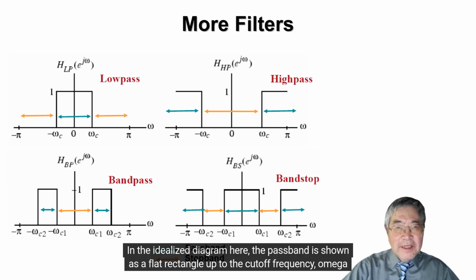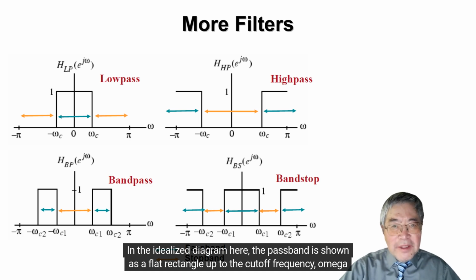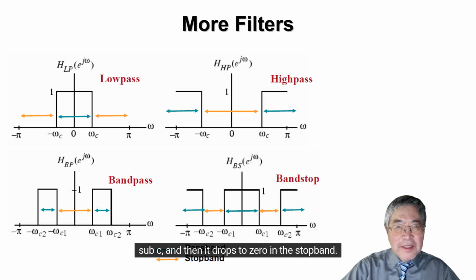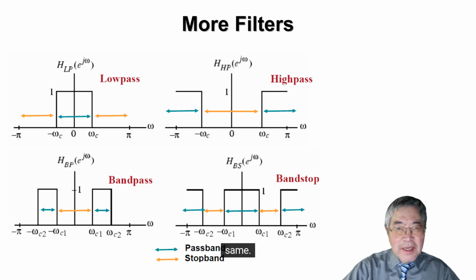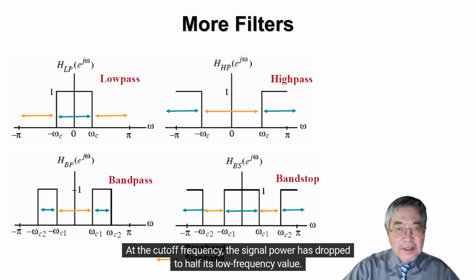In the idealized diagram here, the passband is shown as a flat rectangle up to the cutoff frequency, omega sub c, and then it drops to 0 in the stop band. In real circuits, the transition is not perfectly sharp, it's more gradual, but the concept is the same. At the cutoff frequency, the signal power has dropped to half its low-frequency value.